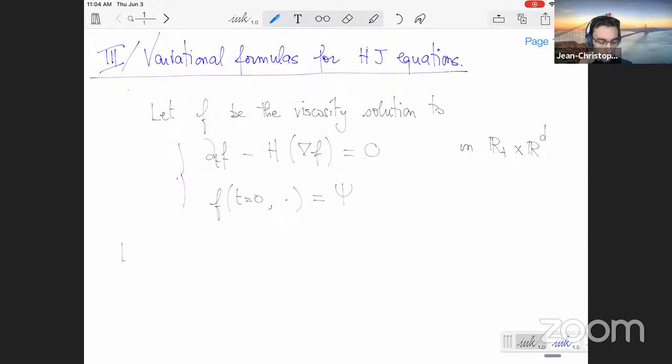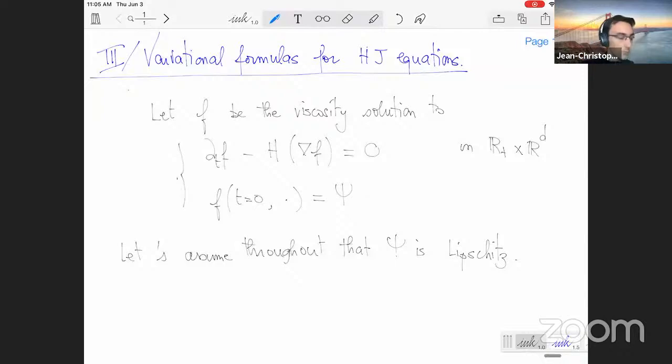Let's assume throughout that psi is a Lipschitz function. In our study of the Curie-Weiss model, or the models that will show up later, all of the functions we study are uniformly Lipschitz, so no problem. When I say uniformly Lipschitz, I mean, as opposed to locally Lipschitz, that there is a Lipschitz constant which works everywhere in space, not just locally.